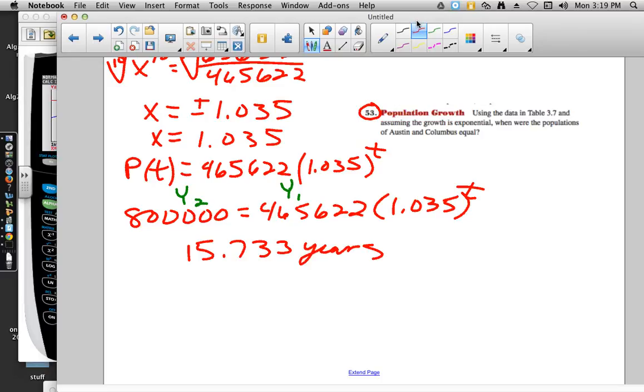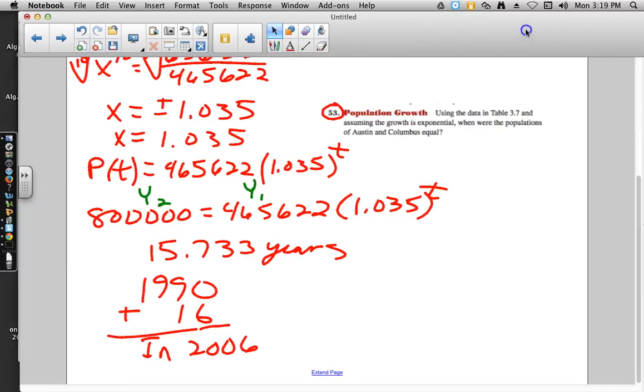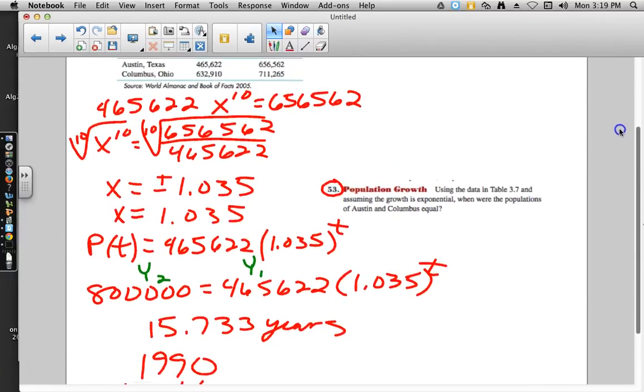So this started in 1990, and I would definitely round this up to 16. So in this situation, it's going to be sometime in 2006. Now, you had also asked for the next one, which really uses the exact same table.